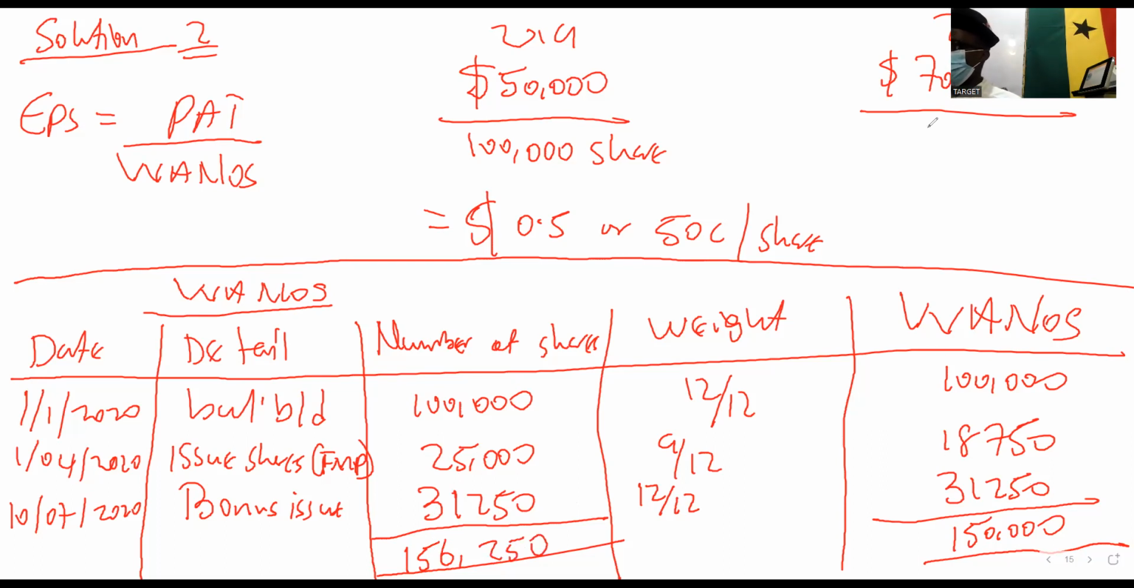Hence, let's put them in and complete the story. Let's divide 70,000 by 150,000 shares. Let's all complete the story and we move with the game. So 70,000 divided by 150.